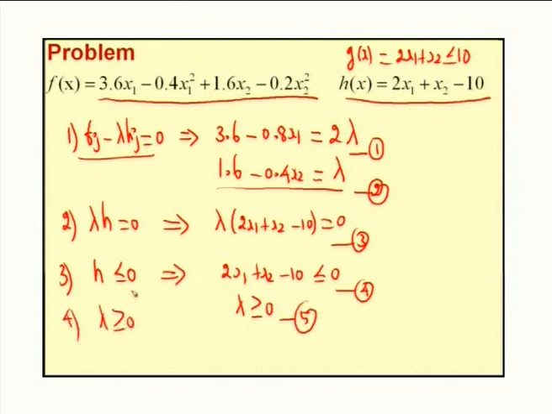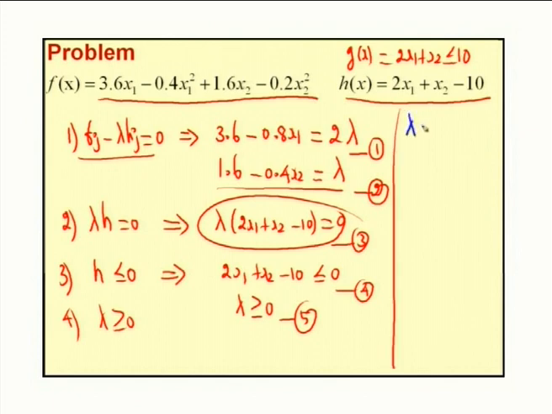So, from the Kuhn-Tucker condition f_j minus lambda h_j equal to 0, lambda h equal to 0, h less than or equal to 0 and lambda greater than 0, we have these 4 equations. Now, from equation 3, we have either lambda equal to 0 or 2x1 plus x2 minus 10 equal to 0.